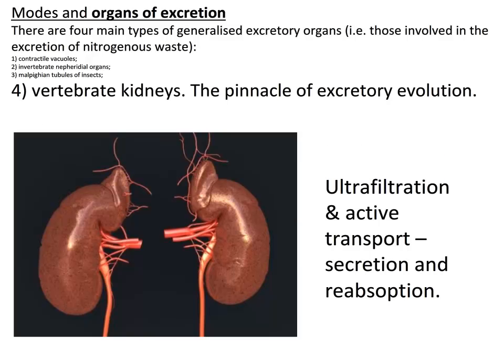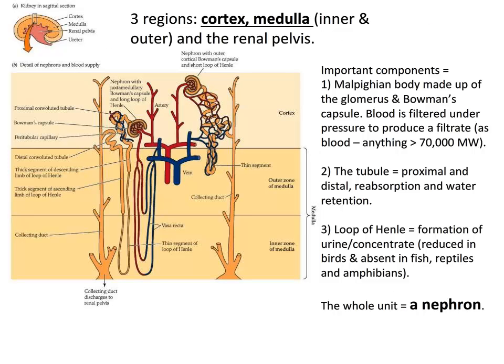We're going to miss out nephridial organs and Malpighian tubules for a minute, and we're going to go straight to the vertebrate kidney. And the vertebrate kidney uses both ultrafiltration and active transport, so secretion and reabsorption, to get rid of nitrogenous waste products.